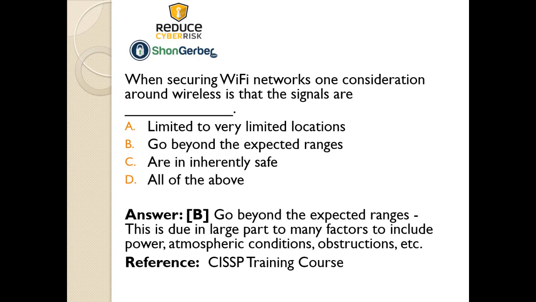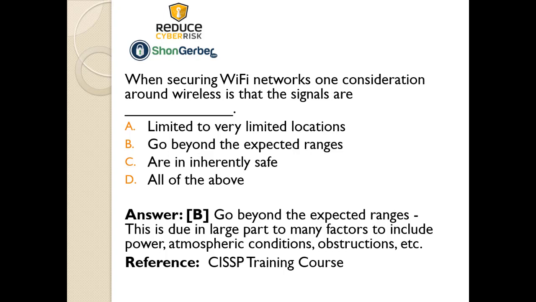Next question. When securing Wi-Fi networks, one consideration on wireless is that signals are blank. A, limited to very limited locations. B, go beyond the expected ranges. C, are inherently safe. Or D, all the above. So when securing Wi-Fi networks, signals are limited to very limited locations, they go beyond the expected ranges, are inherently safe, or all of the above. Answer is B. They go beyond the expected ranges.